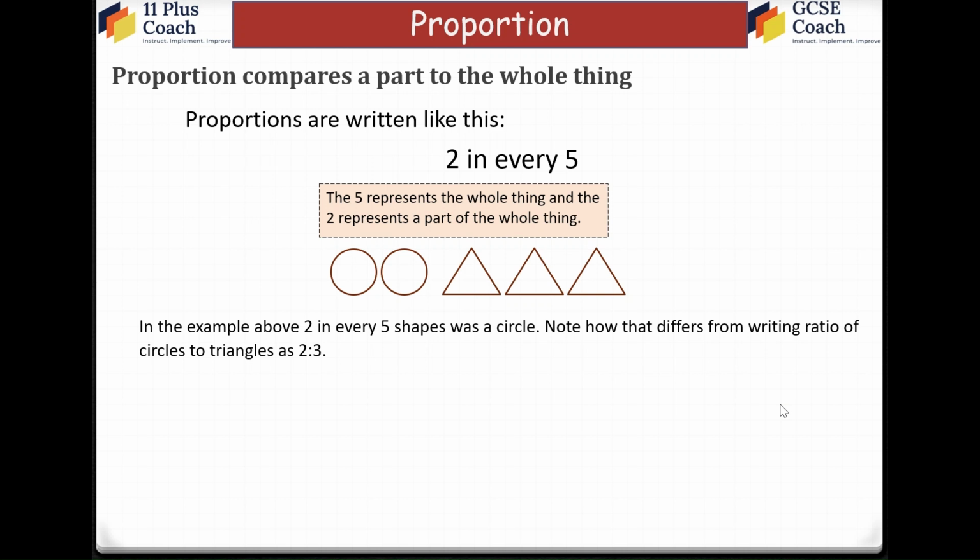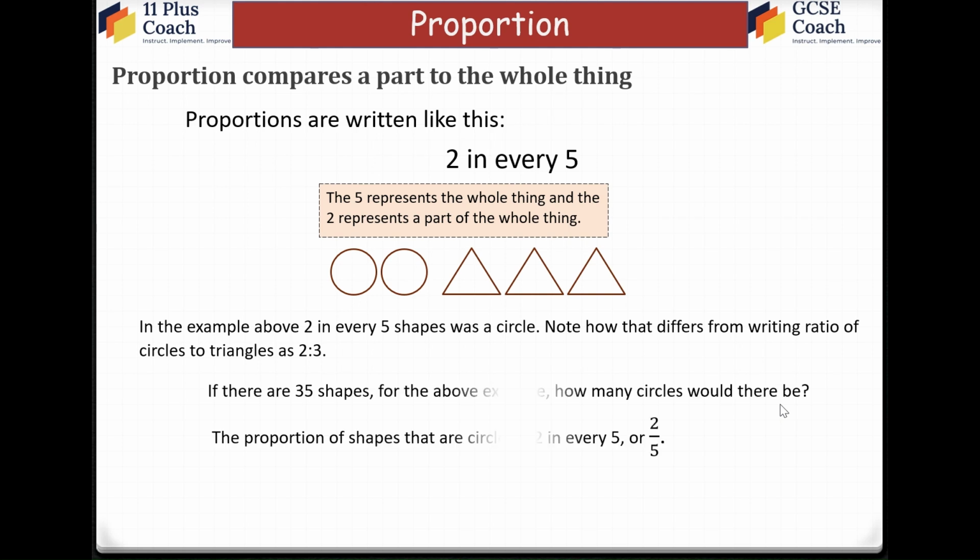Compare this to what we did in ratios. If you write ratios of circles to triangles, you would say 2 to 3. But if you say how many circles are there in the whole thing, you would say 2 out of 5, because there are 5 different shapes and 2 of them are circles, so 2 out of 5. It's slightly different when it comes to ratios.